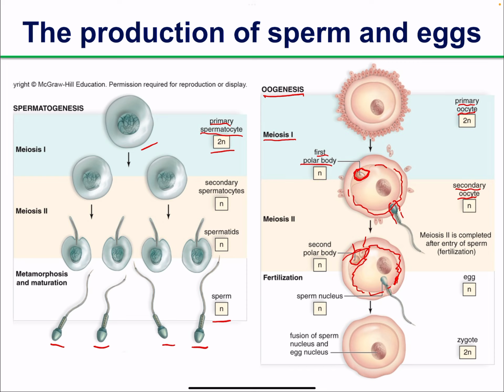And notice that this egg only contains N chromosomes, right? And only that cell can be fertilized. And once the egg is fertilized, we don't have an egg anymore. We have a zygote, right?